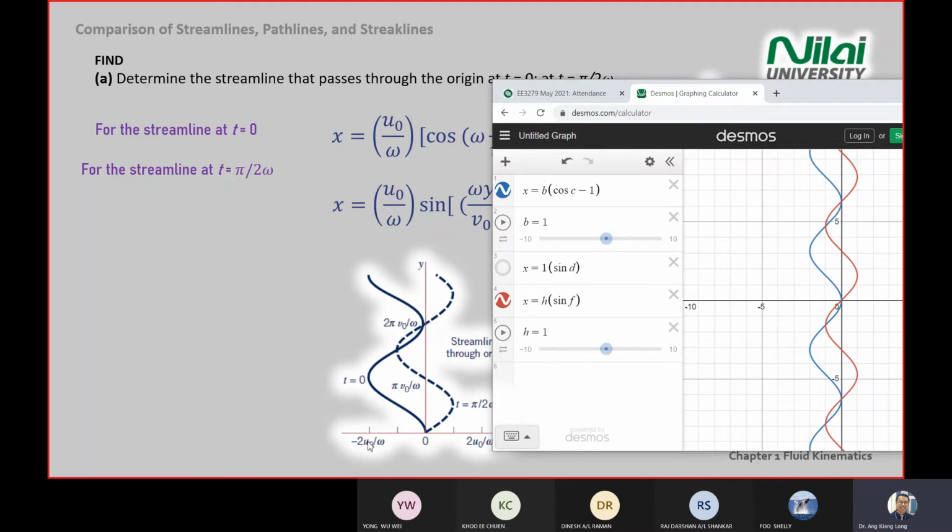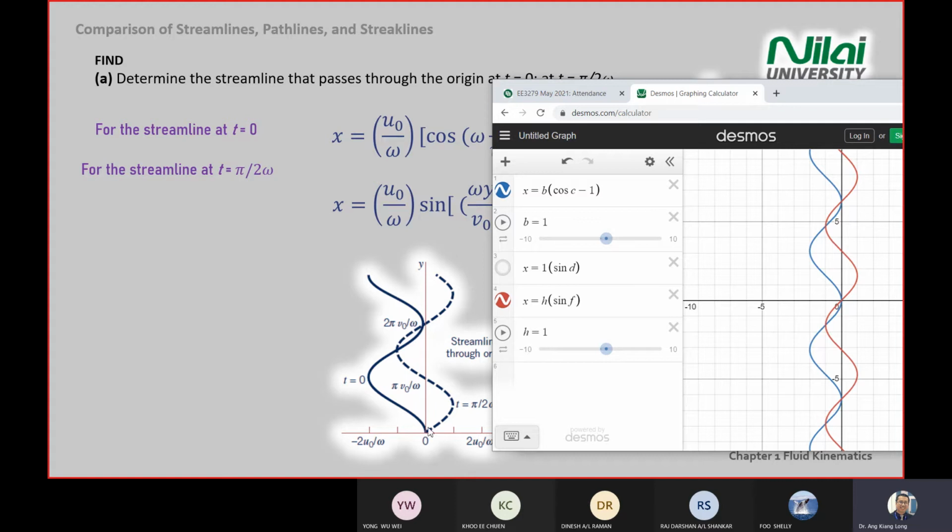So this one is minus 2 u over omega, which is, if you assume that this 1 unit here is u naught over omega, u naught over omega is 1. So you can calculate the value of your omega here. So in this case, I'll put as 1, but the shape will be following the sinusoidal shape.